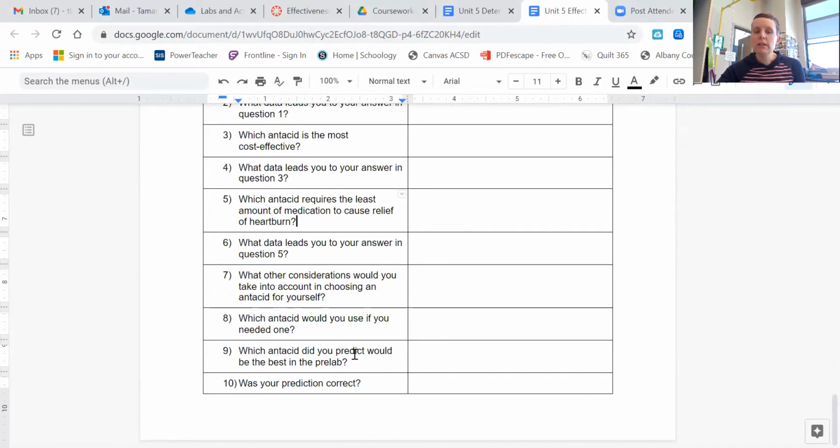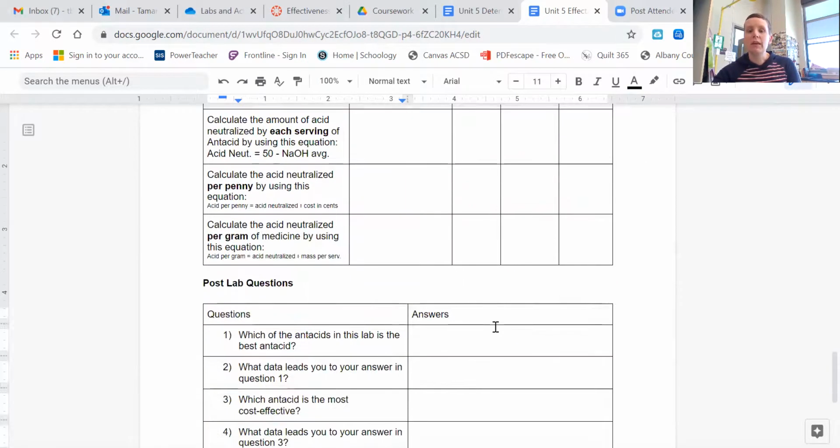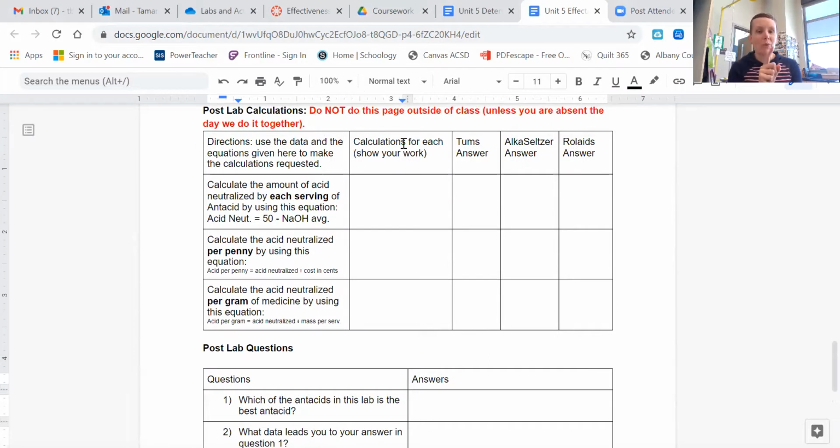And then other considerations and which one you would use if you needed one. And then also looking back at your pre-lab and seeing if your prediction was correct. So that's what we're going to be doing for the rest of this lab. Then you'll submit it and you'll have another activity with one more antacid done as a demonstration and do a little analysis.